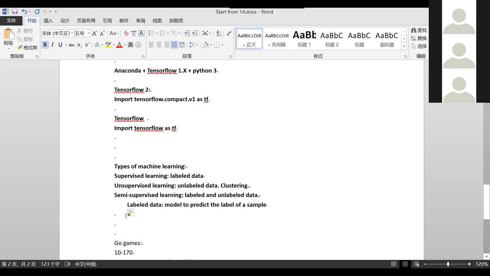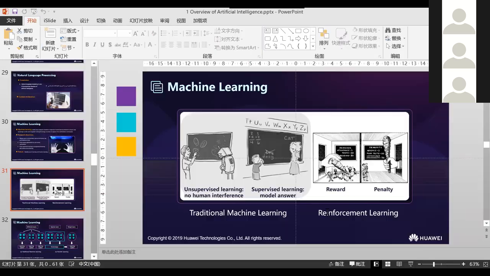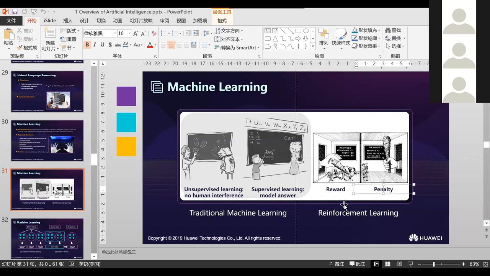The last type of machine learning is the reinforcement learning algorithm. So we have supervised learning, unsupervised learning, and here is reinforcement learning. That means the model will interact with the environment and receive some feedback, some reward or penalty, from the environment. According to the feedback, the model can adjust itself, adjust its strategy or principles. That is reinforcement learning. So the four types of machine learning are supervised, unsupervised, semi-supervised, and reinforcement learning.